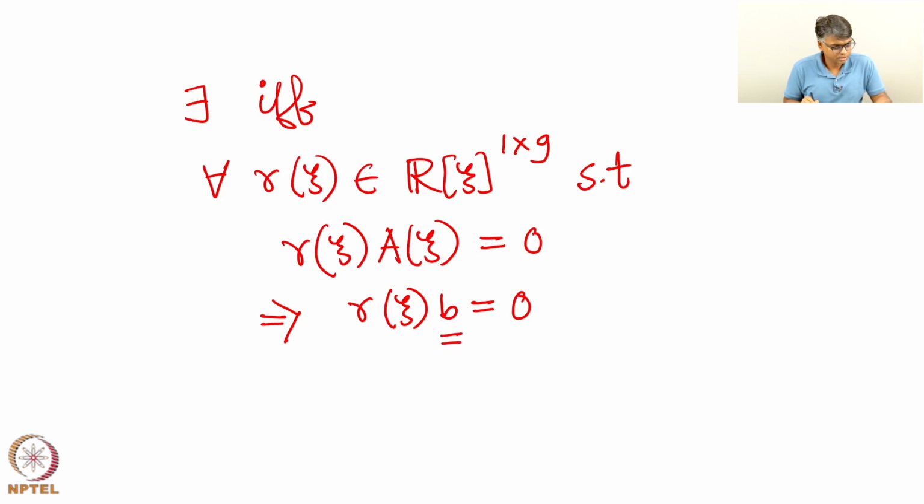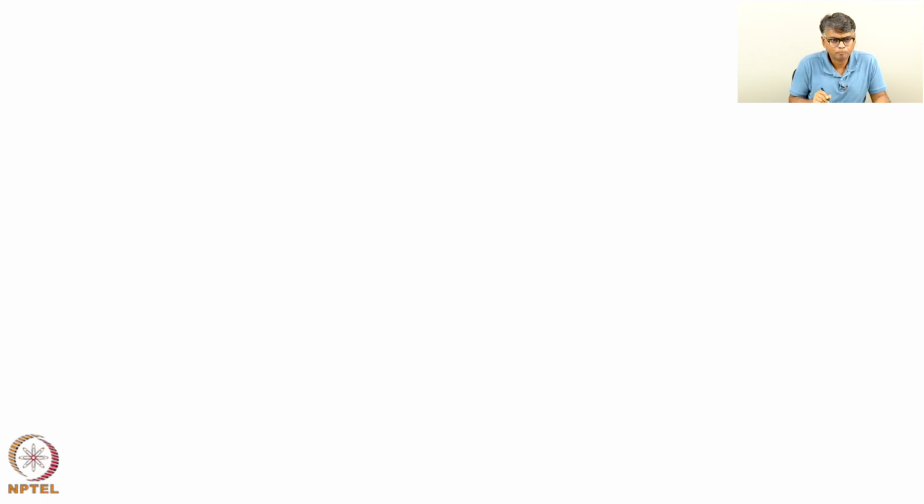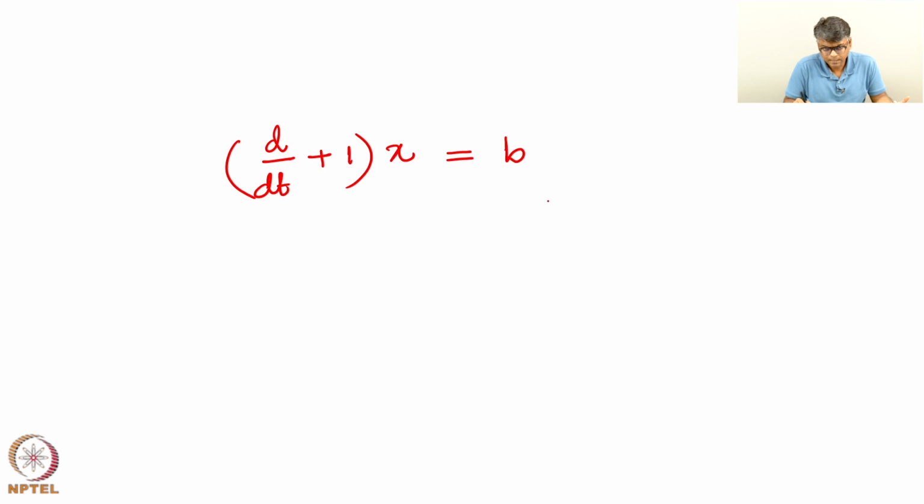Let us try and appreciate this problem for some time. Suppose we have this equation, d/dt plus 1 acting on x producing some function b. Do we have a solution for this? What will the fundamental principle say? The fundamental principle says that indeed you have a solution.